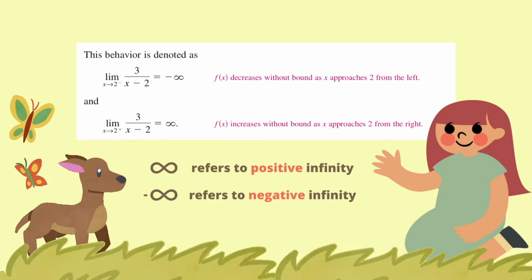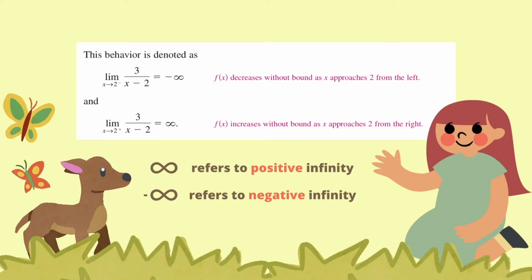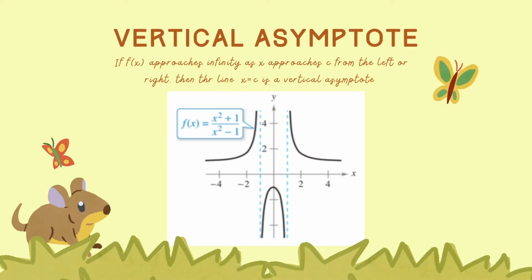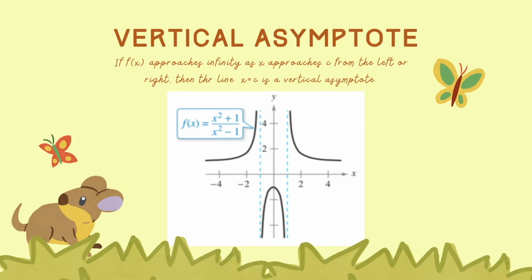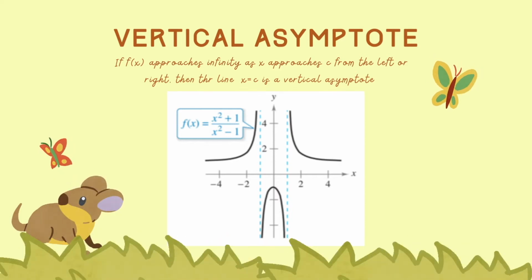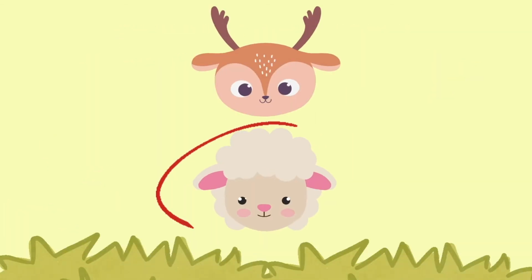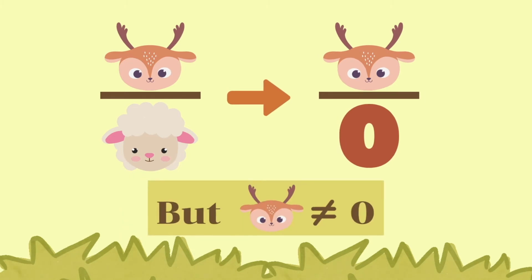In fact, it tells us how the limit fails to exist by denoting the unbounded behavior of f(x) as x approaches c. Infinite limits can be applied to describe the behavior of graphs with vertical asymptote. Vertical asymptote is the line x equals c, where f(x) approaches infinity as x approaches c, from the right or from the left. We can determine infinite limits and the vertical asymptote of the graph by examining the denominator of a function, finding any number that makes the denominator equal to 0, but not the numerator.